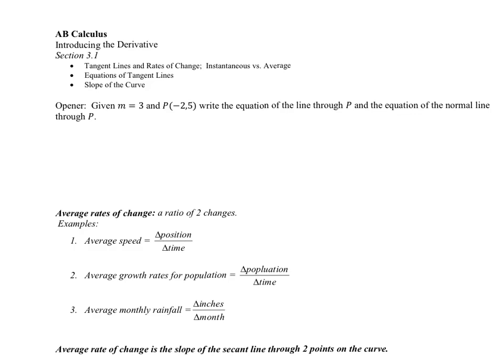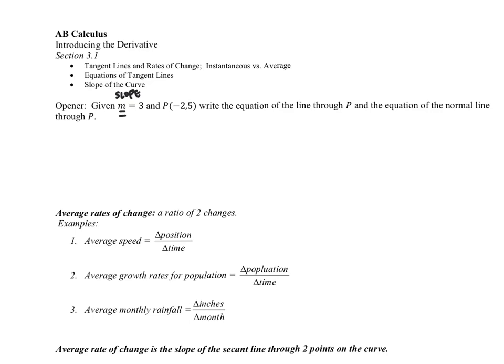Given that m equals 3, that would be slope, and p is the point negative 2 comma 5, write the equation of the line through p and the equation of the normal line through p.